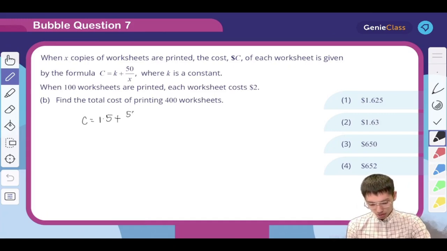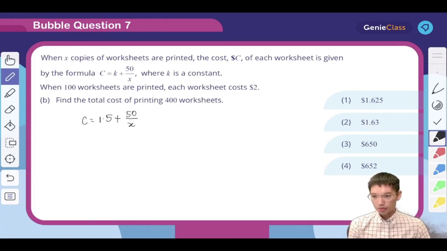So 1.5 plus 50 over x. Let me take a look. 1.5. Yes, it's 1.5. Okay, how do we solve this question? What are we looking out for? And total cost. Take note, total cost, how do we leave it? Launching the bubble launcher in 3, 2, 1. Let's go. We have 1 minute to do this. I think you all can do it. You guys are doing so well now.